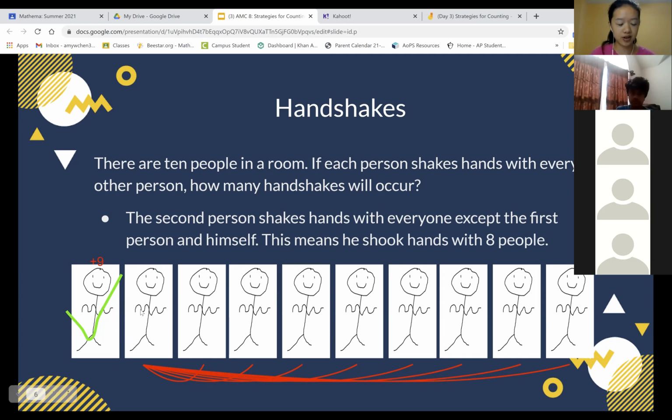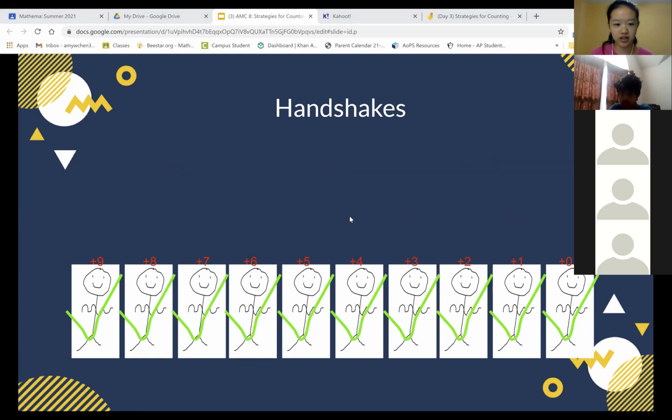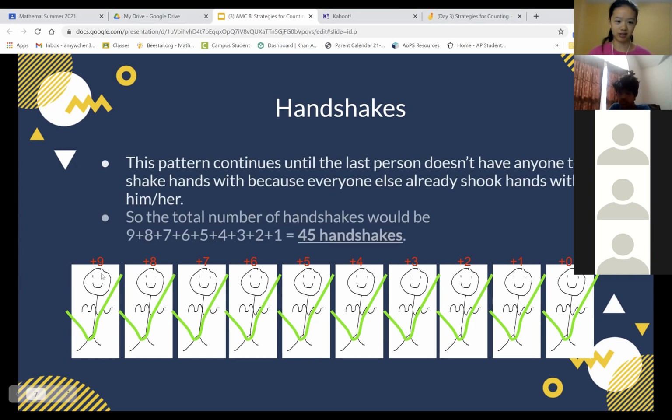So this means that the second person shook hands with 8 other people. And this pattern just basically continues until the very end, when the last person doesn't have anyone else to shake hands with because everyone else has already shook hands with him. So that means the total number of handshakes, we would have to add up all of these values. So it would be 9 plus 8 plus 7 plus 6 plus 5 plus 4 plus 3 plus 2 plus 1, which is 45 handshakes for 10 people in a room.